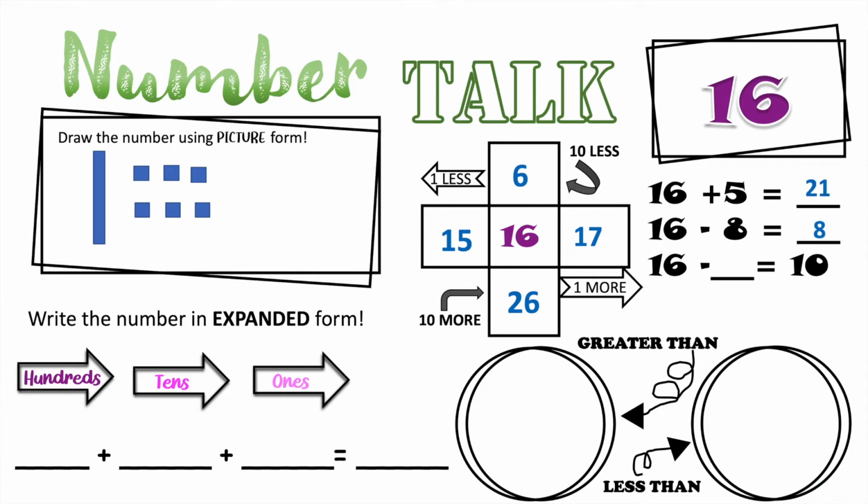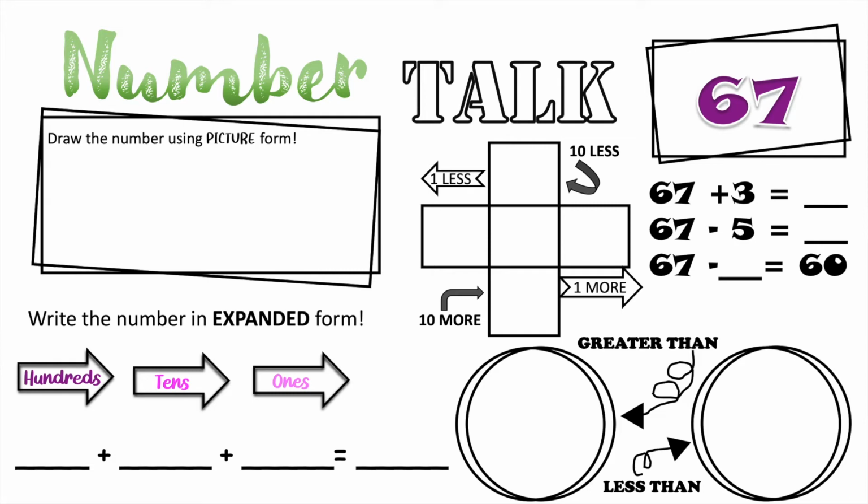We added and we subtracted. We found how many tens, how many ones to make 16. We thought of a greater than number and a less than number. Today, you will be doing the same thing, but with number 67.